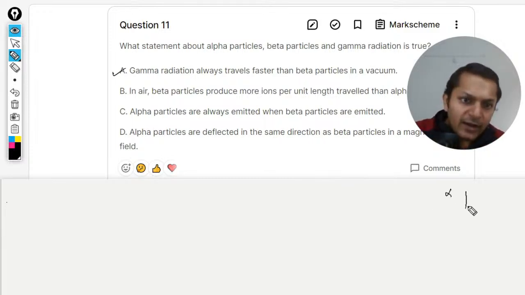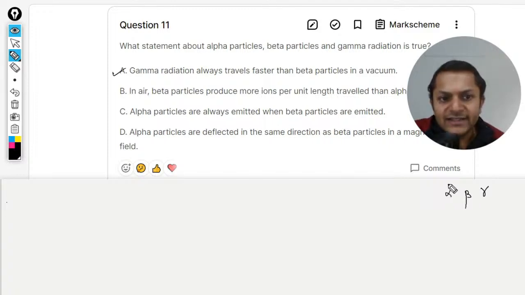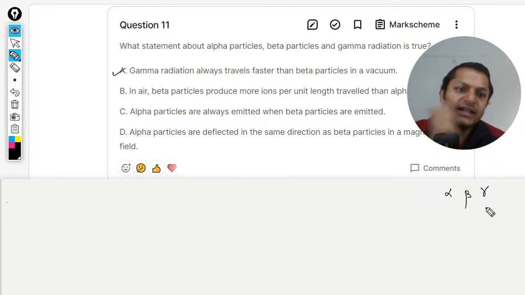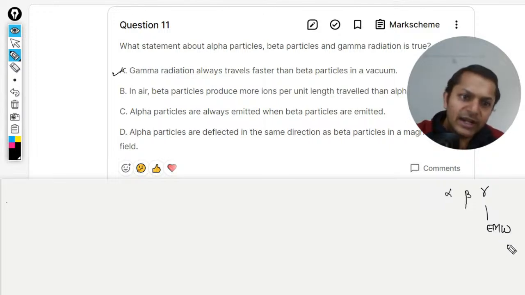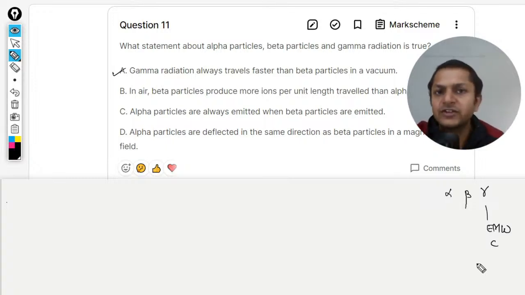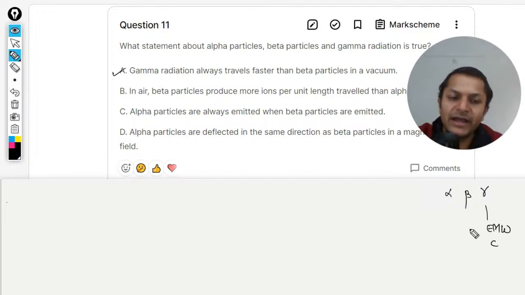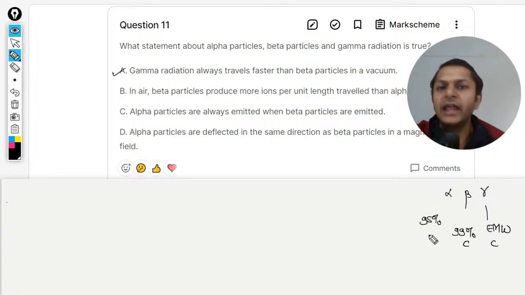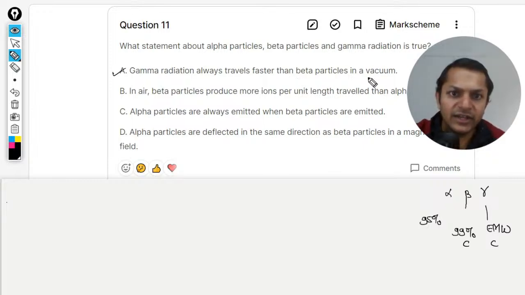First of all, alpha, beta, and gamma. Alpha is the heaviest, beta is an electron, lighter than alpha, but gamma is just energy, so it is the lightest. Gamma is an electromagnetic wave. Because it is an electromagnetic wave, it travels with the speed of light, 100%, and nobody can move at a greater speed than the speed of light. Obviously, gamma is the fastest. Now, the velocity of beta is nearly 99% of c, and in the case of alpha, it is nearly 90 to 95%. So it is lesser. So we can clearly say that gamma radiation always travels faster than beta particles in vacuum, no doubt about that.